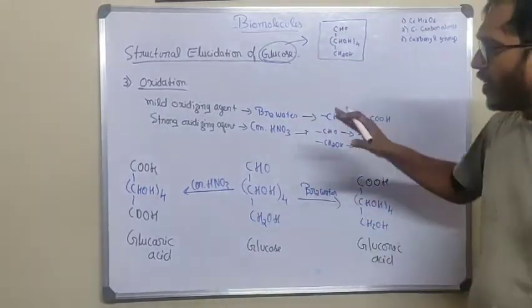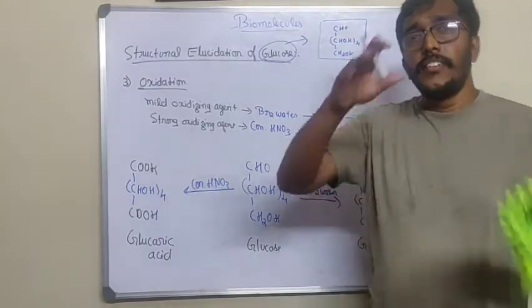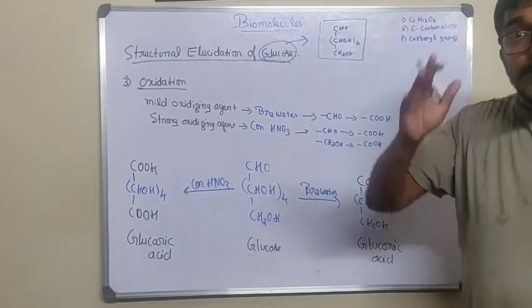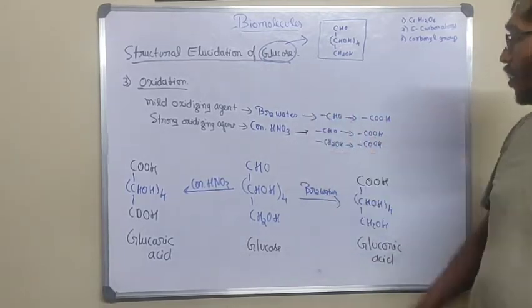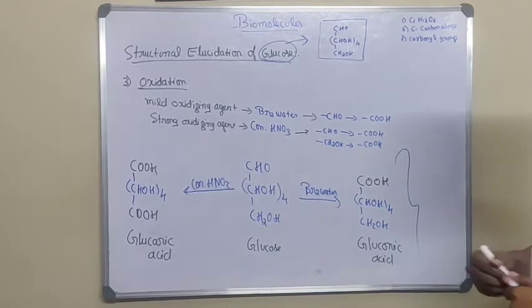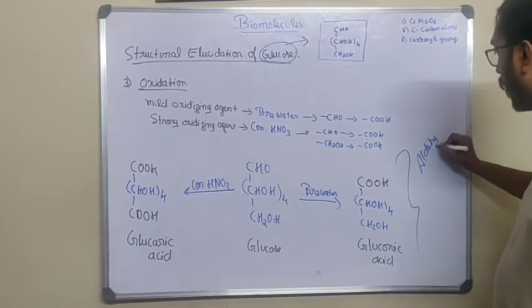Very simple thing. So when an aldehyde or any substance, if I add a mild oxidizing agent and it is converted into a carboxylic acid, then this indicates the presence of an aldehyde group. So these reactions confirm that it contains an aldehyde group.